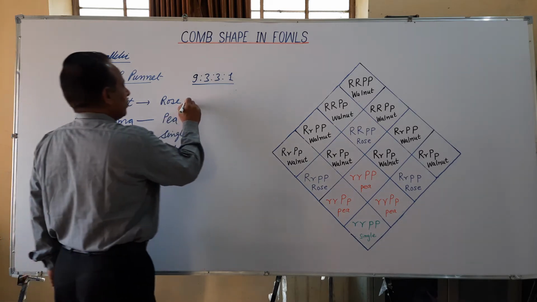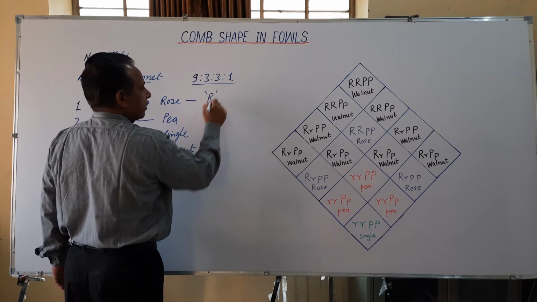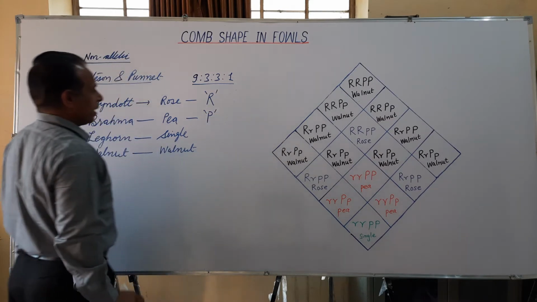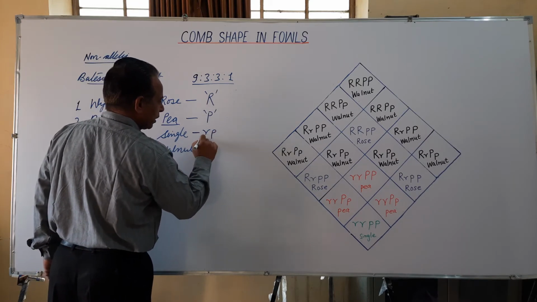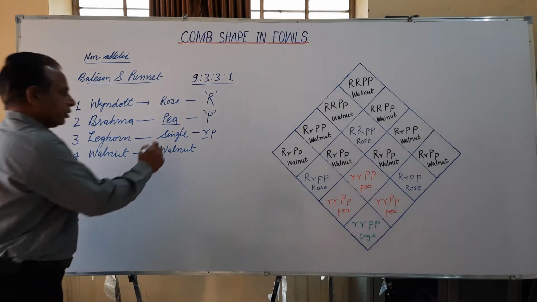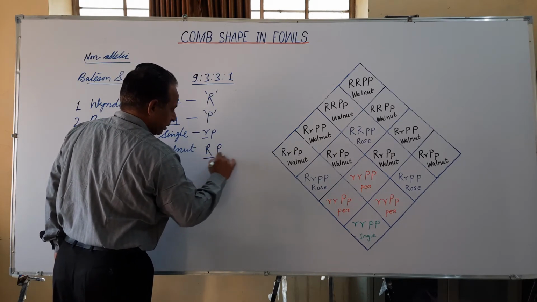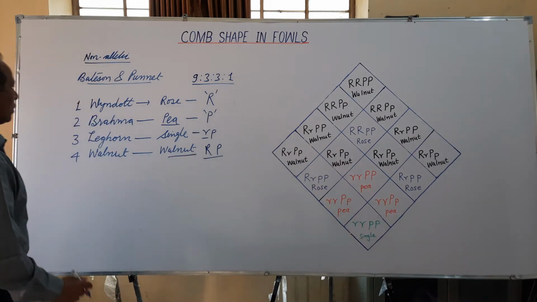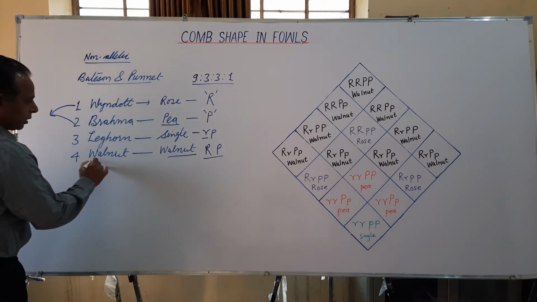The rose comb is controlled by a dominant gene R. Dominant gene P governs the pea-shaped comb. When both are present in recessive condition, the shape of the comb becomes single. When both dominant R and P are present together, the shape of the comb becomes walnut. It means when the breeds Wyandotte and Brahma are crossed, they produce the walnut-shaped comb.